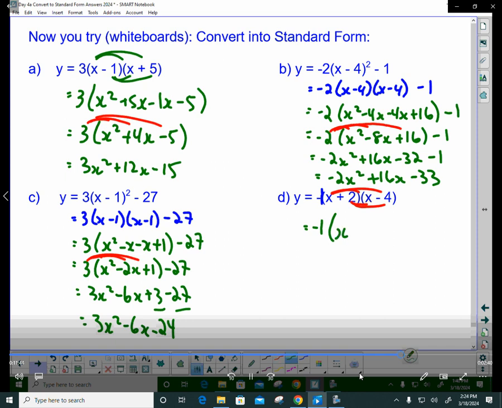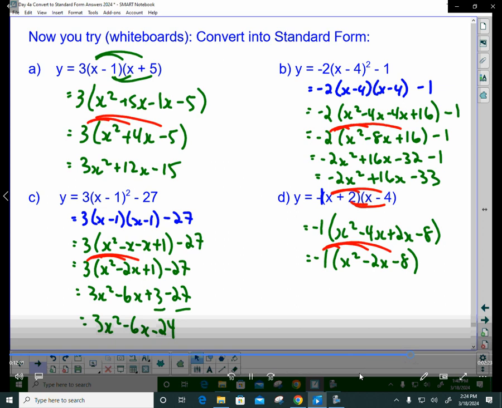X squared minus 4x plus 2x minus 8. Collect like terms in the middle, and I get a negative 2x in the middle. Now I can deal with that negative and rainbow the negative 1 through. So multiplying everything by negative 1 is going to change the sign. So it'll be negative x squared plus 2x, because a negative times a negative is positive, and a plus 8.